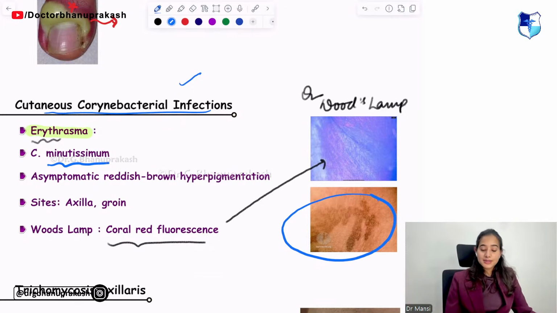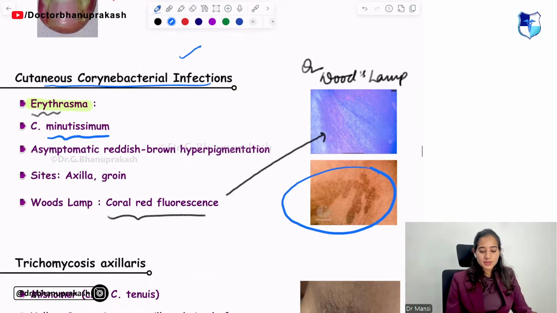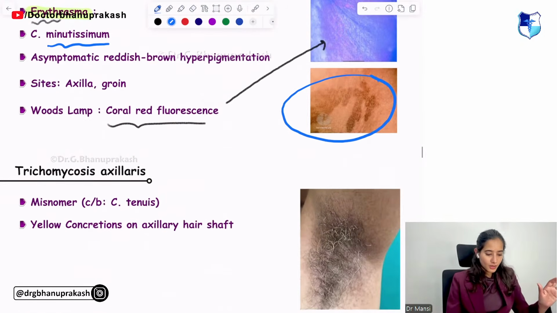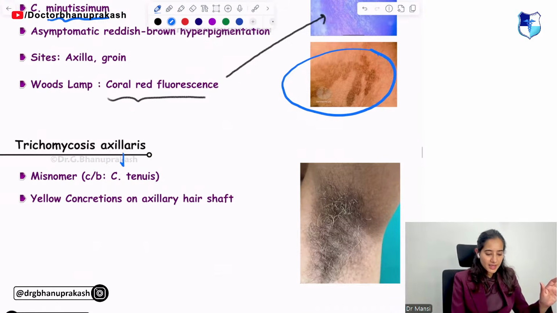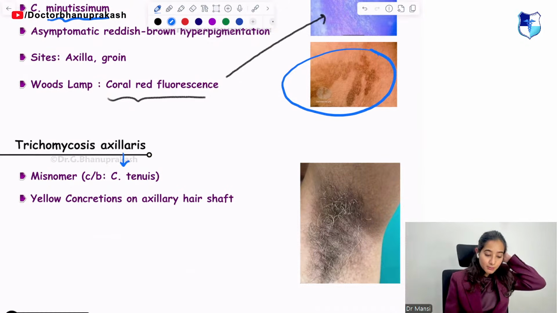This is asymptomatic, they don't have any itching, but there is just a reddish-brown hyperpigmentation. So the appearance is what causes issues to the patient, otherwise they won't have any itching and all. Then we have trichomycosis axillaris. This is a misnomer. Why?